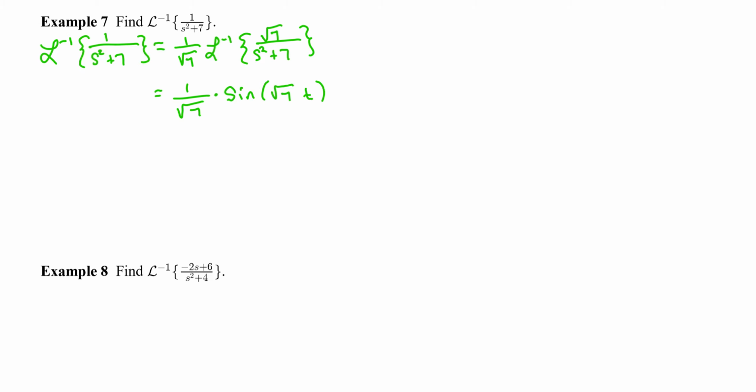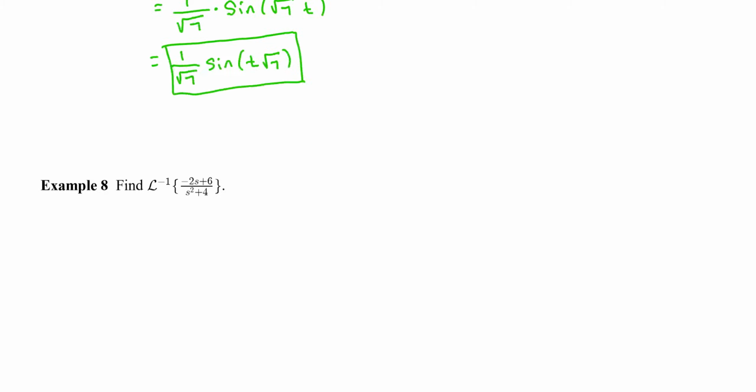Be really careful how you write that. Make sure that your t does not sneak under the radical. In fact, it's best to take the t and put it in front of the radical. So I'm going to write it 1 over the square root of 7 sine of t square root of 7. If you absolutely have to rationalize that 1 over square root of 7, go for it, but you can leave it unrationalized. Okay, one more problem, and we'll be done with 4.1.